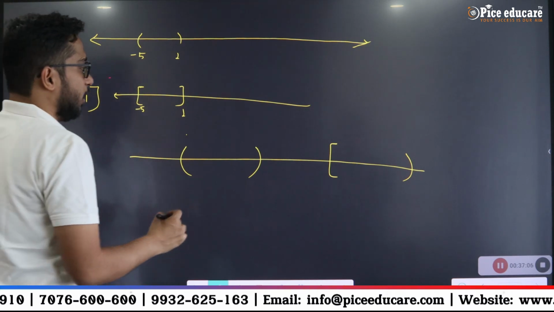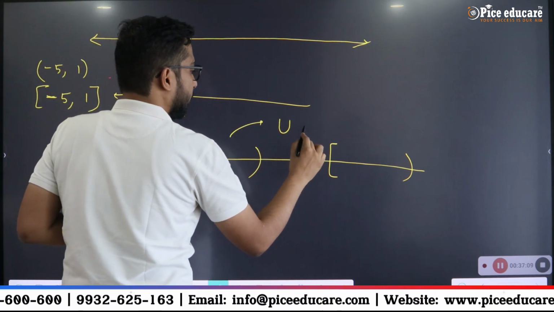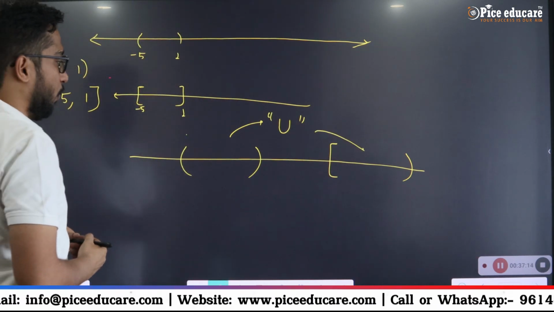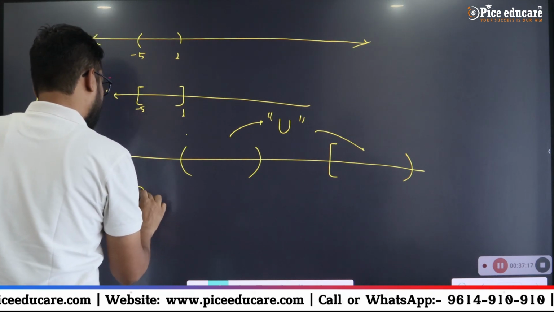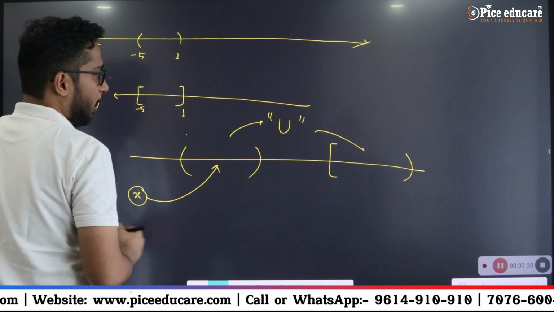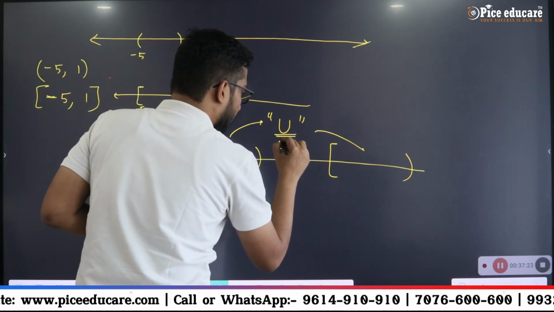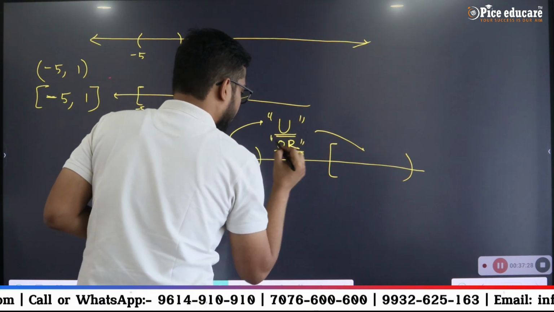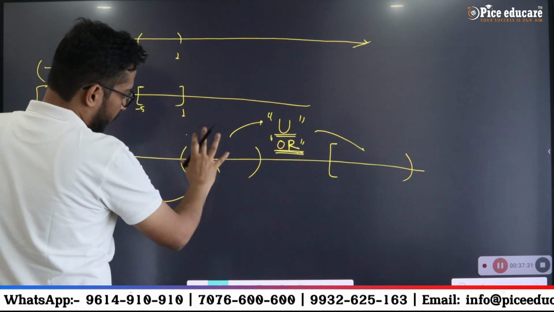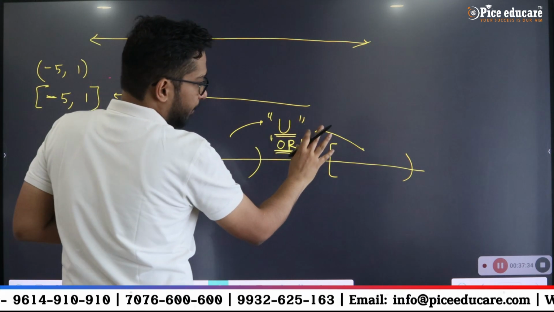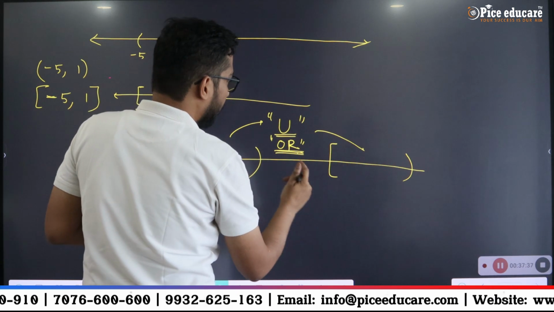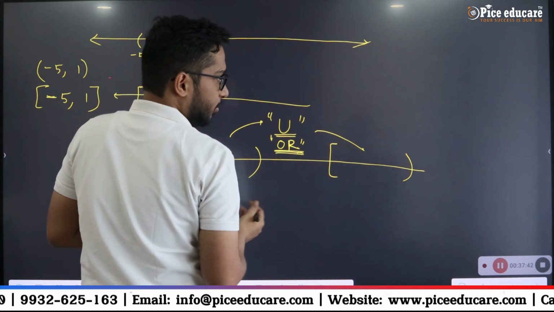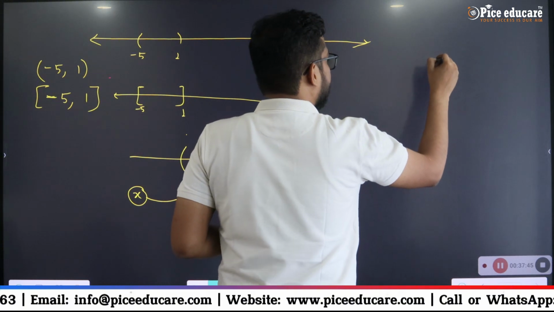So if I say that you do a union between these two, what will happen? If your x is within this range, union automatically means that you are talking about OR. This is very important. Your x either belongs to this region or it may belong to this region. So whenever you are talking about unions, you are basically talking about this or this.